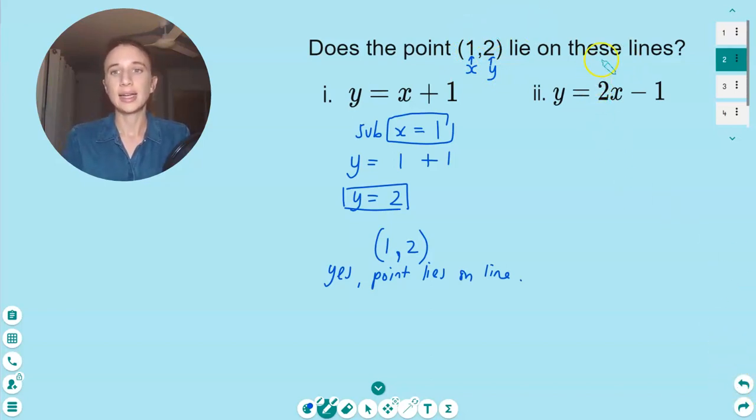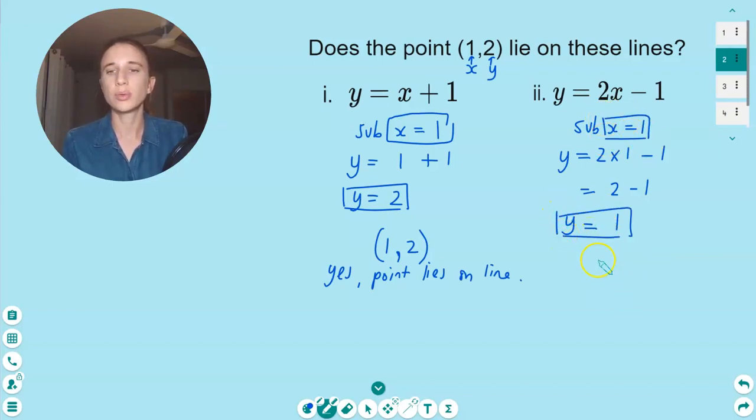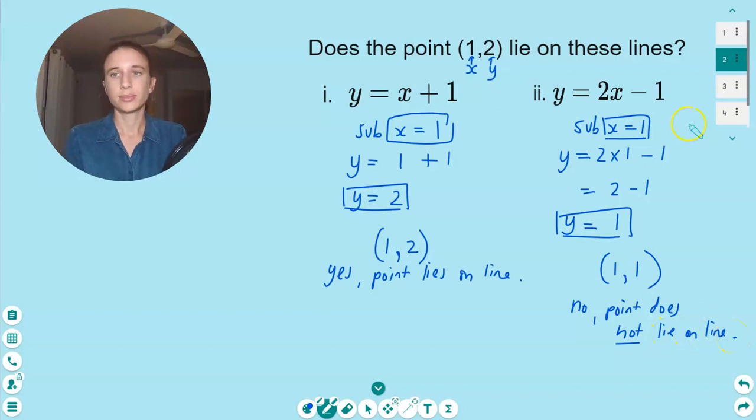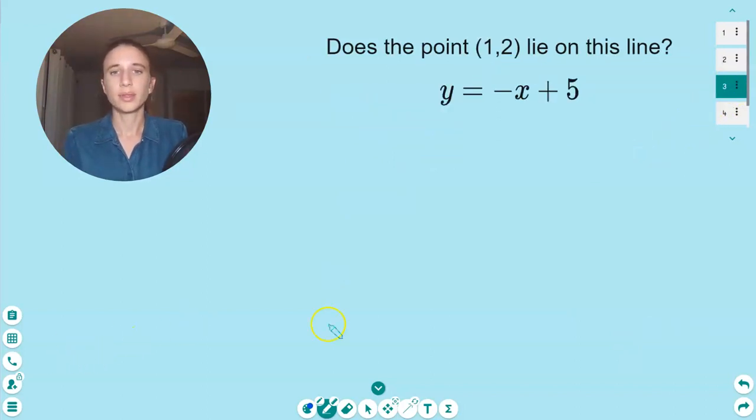All right, again, let's plug in the X value. Sub X equals 1 into this equation. So we're going to have Y equals 2 times 1, take 1, which is 2, take 1, which is 1. And if I write that as a pair of coordinates, X equals 1, Y equals 1, does that match this point? Are those the same? No. Point does not lie on line. We keep practicing, okay?